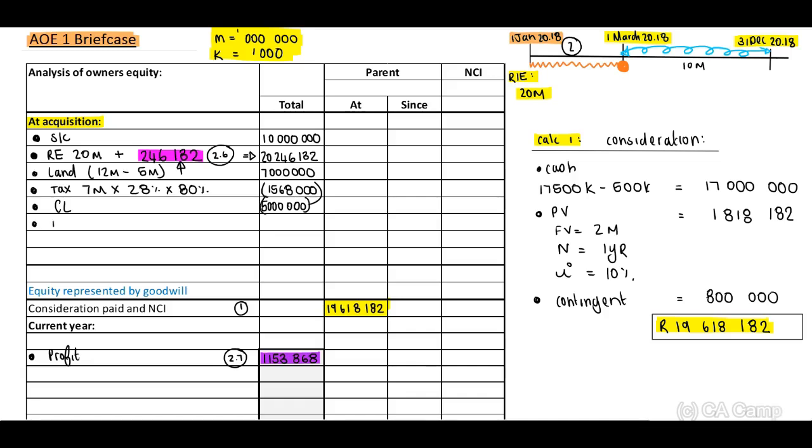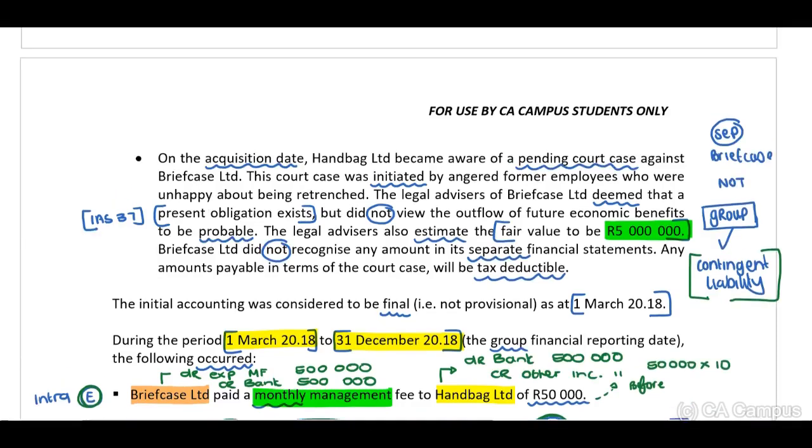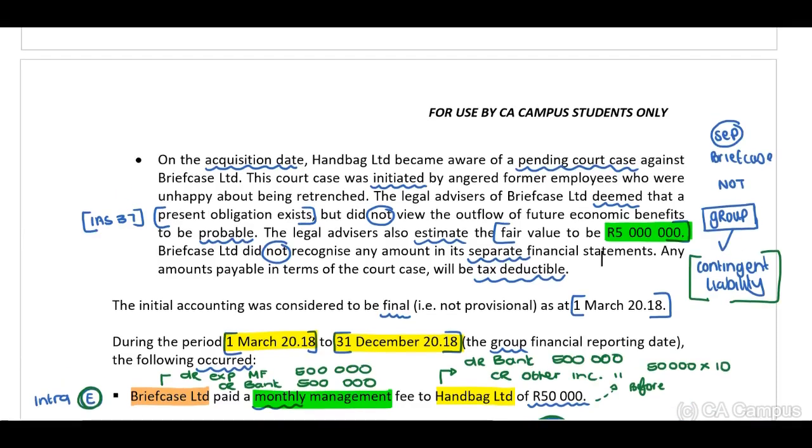And we need to include our tax. This is the 5 million times 28%. And this is 1,400,000. Back to our given information. Because guys, before we move on, I just quickly want to ensure that you understand this bullet point. When you look at the separate records of Briefcase, I'm going to indicate annual financial statements, IFRS, of Briefcase.